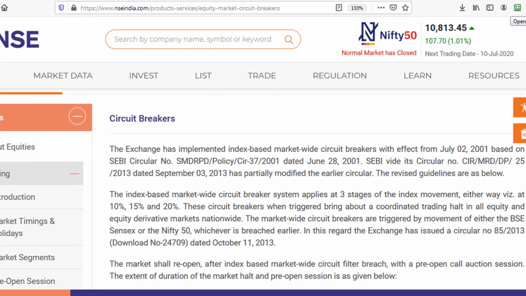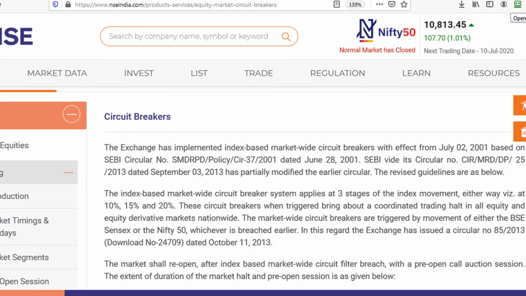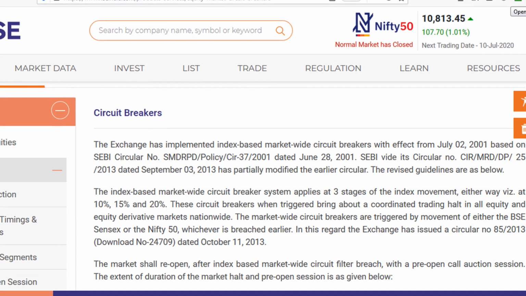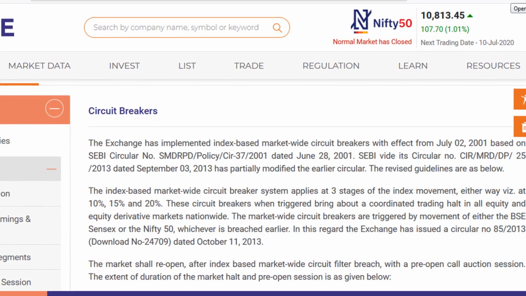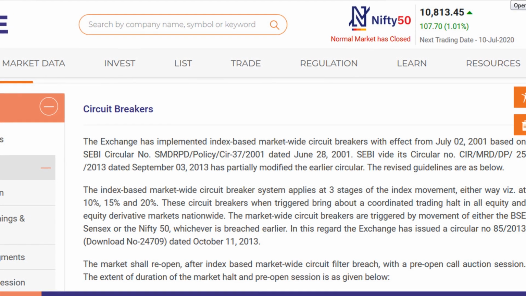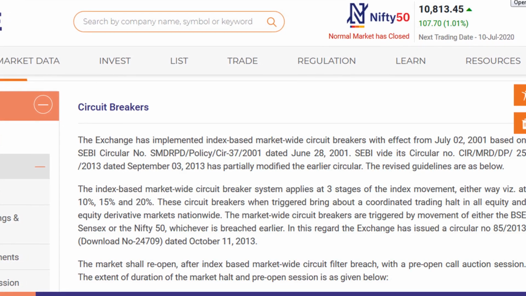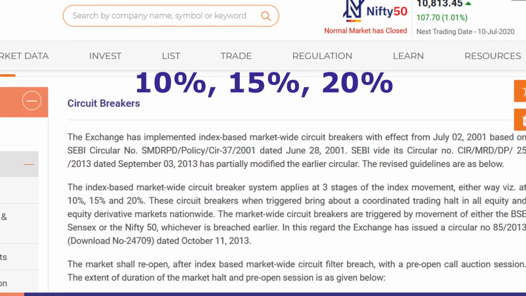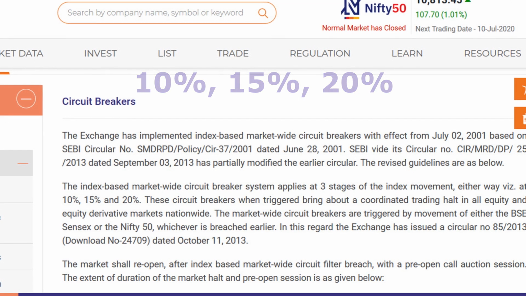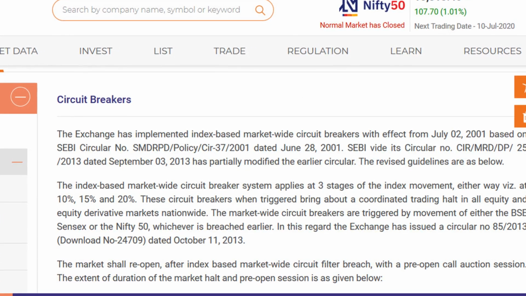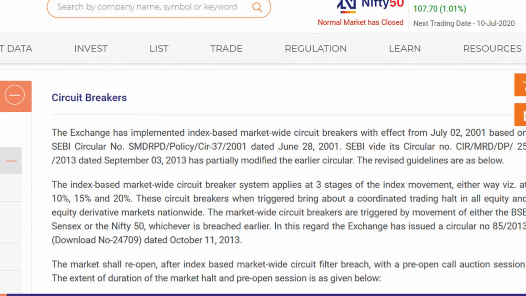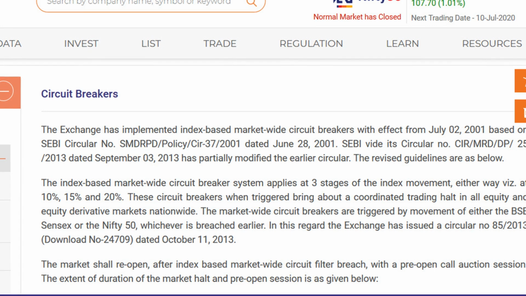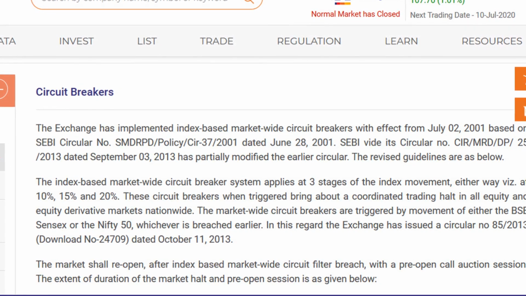Exchanges shall compute the circuit breaker limits for 10%, 15% and 20% levels on a daily basis based on the previous day's closing level of the indices. The circuit breaker system applies at 3 stages of the index movement either way, namely 10%, 15% and 20%. The market-wide circuit breakers are triggered by movement of either the Sensex or the Nifty 50, whichever is breached earlier. These circuit breakers, when triggered, bring about nationwide coordinated trading halt in all equity and equity derivative markets.